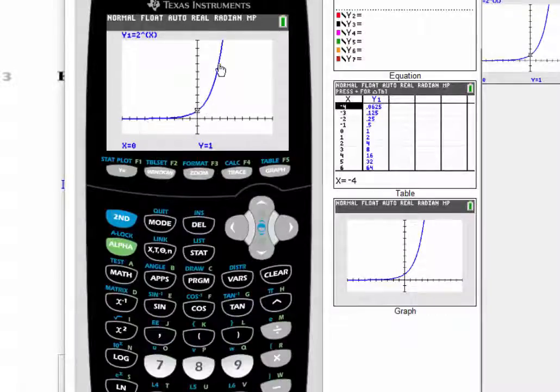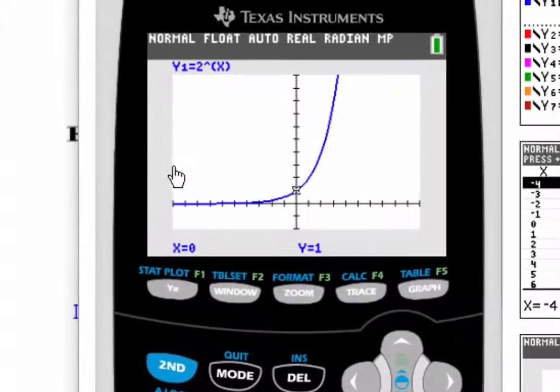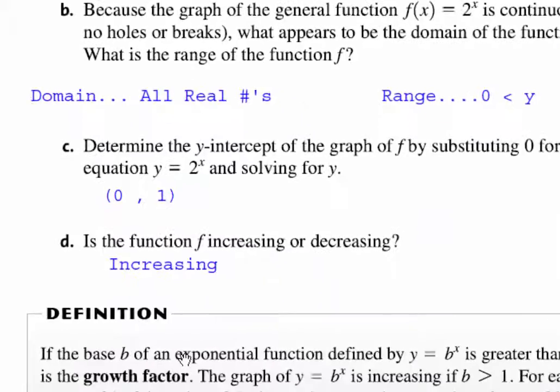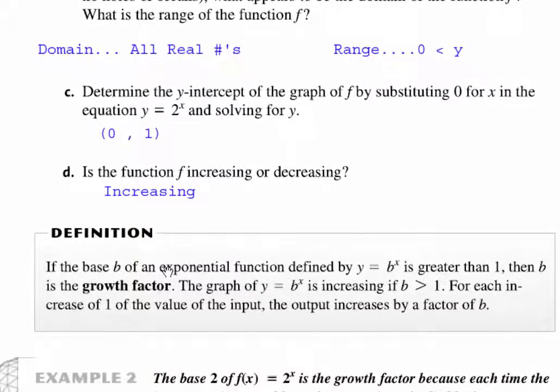Because as we go from left to right, we're going up a hill. Think about having a man or a woman where my arrow is. If I'm walking to the right, am I going up or down a hill? If I'm going up a hill, the function's increasing. Okay, so we'll stop here, and then we'll continue a third part momentarily. Thank you.